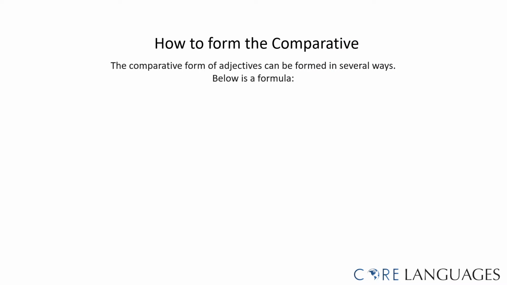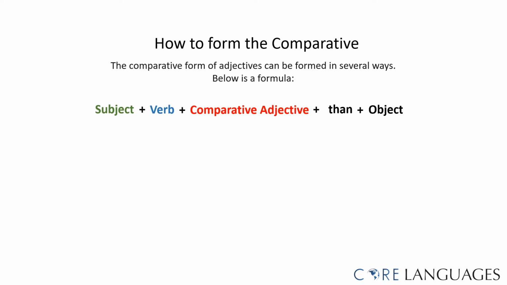If we want to compare the quality of a noun to that of another noun or person or object, we use comparative adjectives. The comparative form of adjectives can be formed in several ways. The sentence order is subject, verb, comparative adjective, the word than. Be careful, than is spelled with an A, not an E. And then the object.